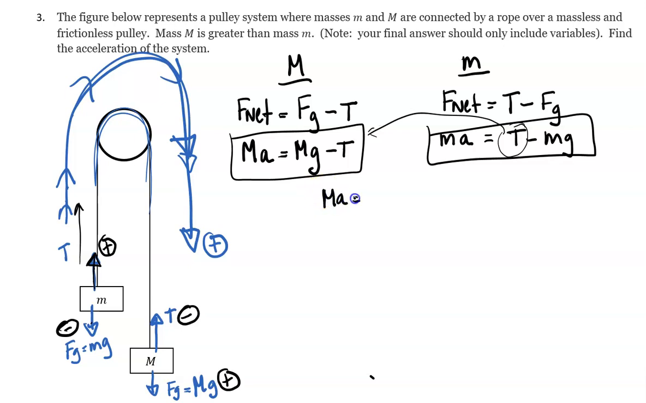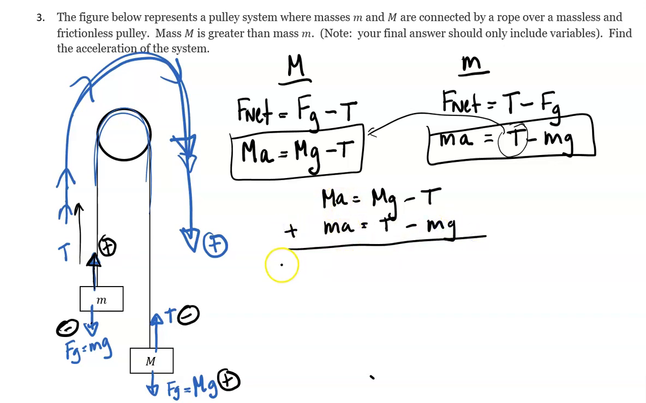So we have big Ma equals big Mg minus T. And then here is little ma equals T minus little mg. We can add these two together. So this is big Ma plus little ma. And keep in mind these are two different m's, so it's not 2ma. It's big Ma plus little ma equals big Mg and little mg. Those are two different mg's, so we can't cancel those. So it's big Mg minus little mg. These tensions are the same though, so we can say toodaloo to those.